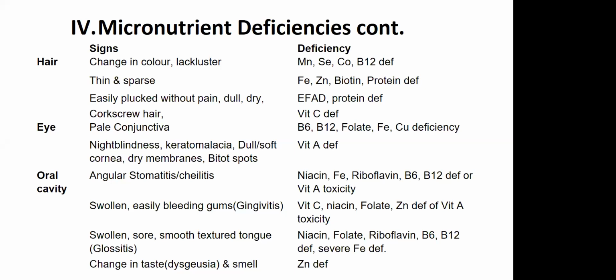If you're having swollen, easily bleeding gums, that is gingivitis. Think of vitamin C, niacin, folate, zinc, or perhaps also vitamin A deficiency. And another key thing, which is not nutritional, would probably be poor oral hygiene. Or if your patient is someone who used to smoke, or someone who used to chew tobacco, it can also give you gingivitis in a patient.